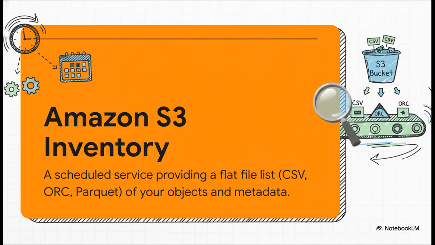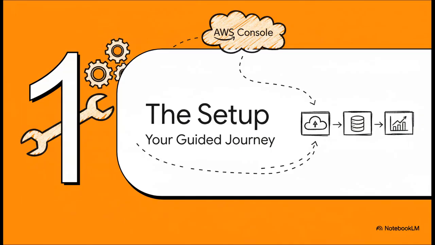See, instead of you trying to ask for a massive list on demand, S3 Inventory just works for you, quietly in the background, generating a super comprehensive report on a daily or weekly schedule. It's the scalable, automated alternative to doing it yourself, and it delivers that report right to another S3 bucket for you.